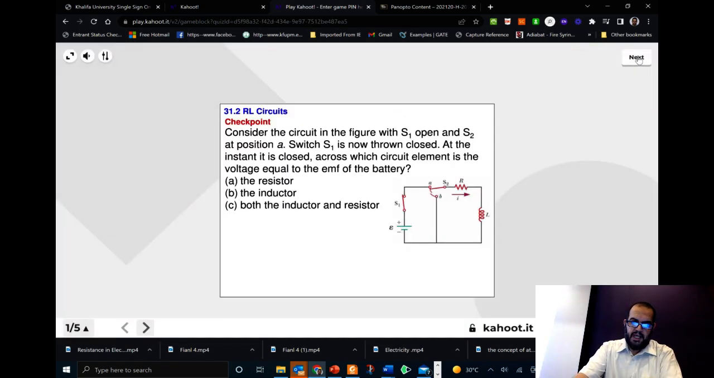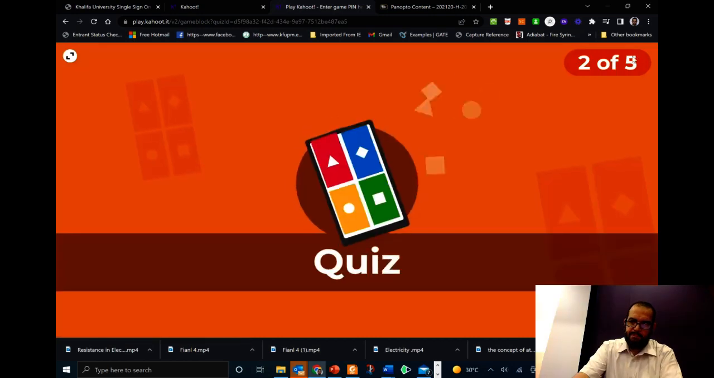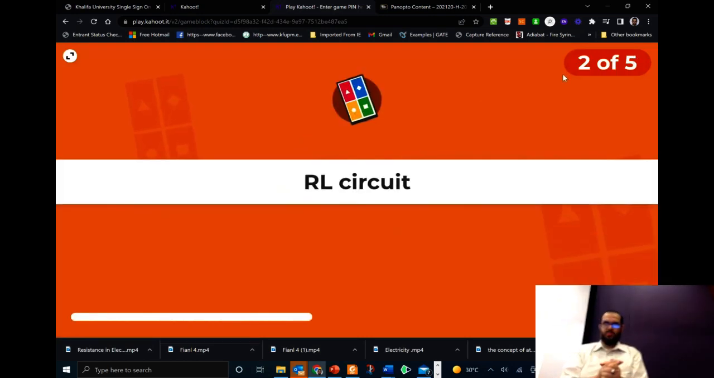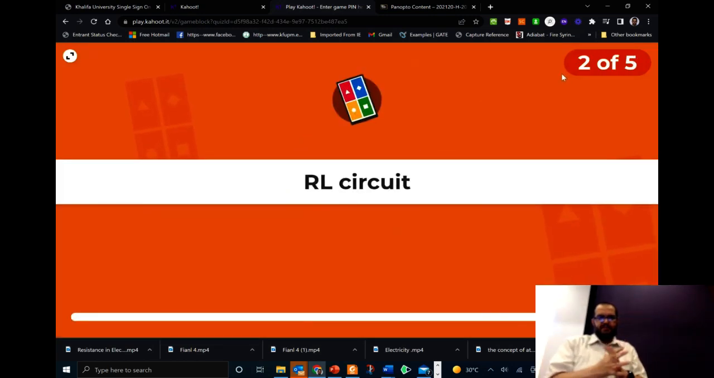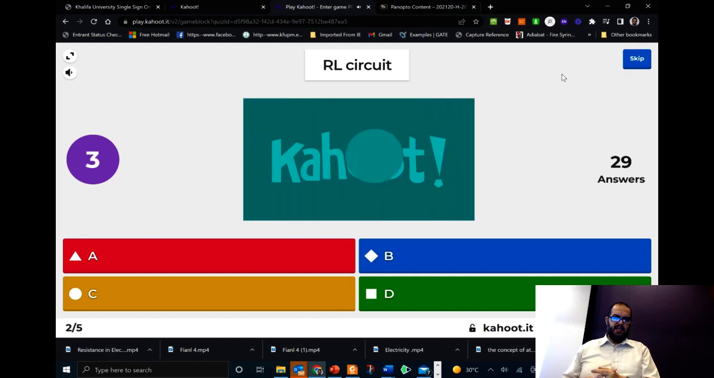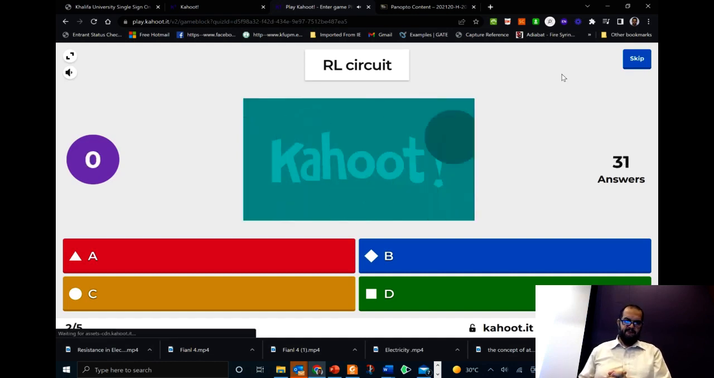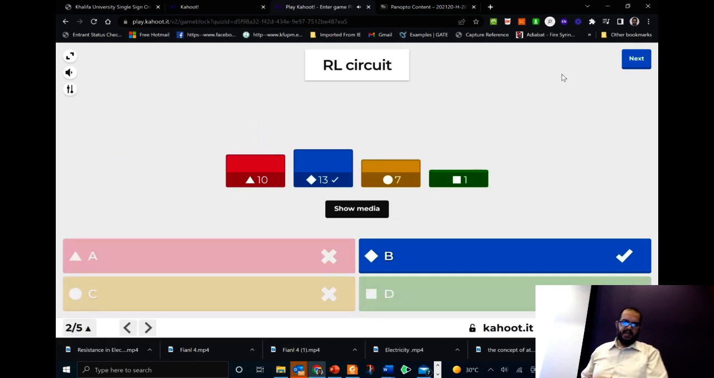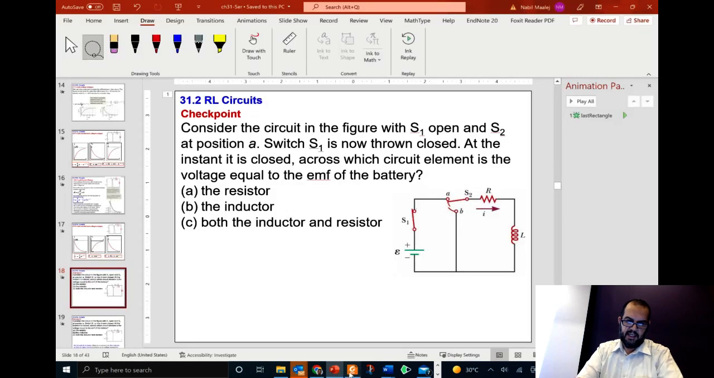Okay, choose between A, B, or C. Come on, everyone, come on. Five seconds. Okay, well, good. 13 correct answers and 18 incorrect answers. All right, so let's see what's happening here.